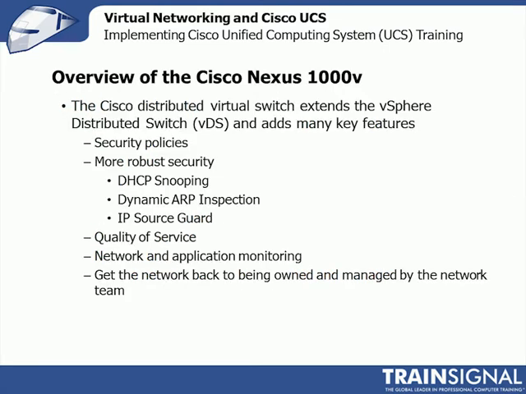A quick overview of the 1000V. Now, if you're unfamiliar with VMware, VMware is a hypervisor technology. It lets you run multiple guest operating systems on top of a single piece of hardware. So you can have, you know, 10 Windows VMs and 10 Linux VMs, or virtual machines, running on top of a single server. And then we normally have multiple physical servers, and we create what's called a cluster.